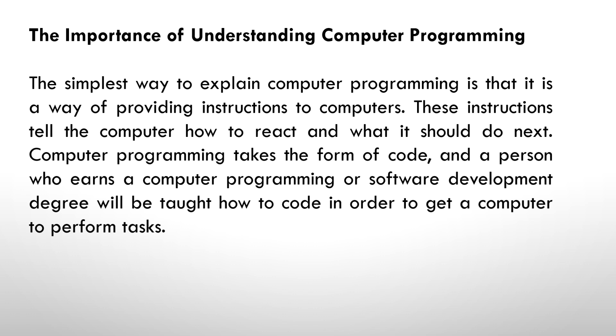The simplest way to explain computer programming is that it is a way of providing instruction to computers. We will be creating sets of instruction in terms of codes to instruct our computer to generate output or reports. These instructions tell the computer how to react and what it should do next. Computer programming takes the form of code. The creators of the codes are the computer programmers, software developers, software engineers, and the like. A person who earns a computer programming or software development degree will be taught how to code in order to get a computer to perform their task.